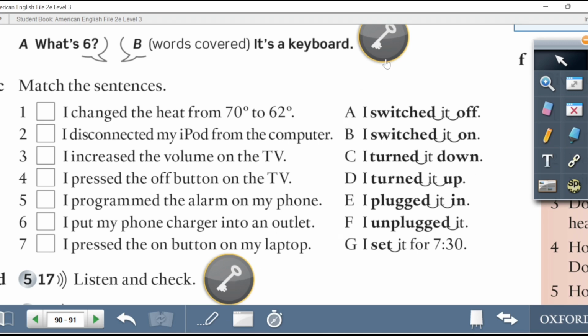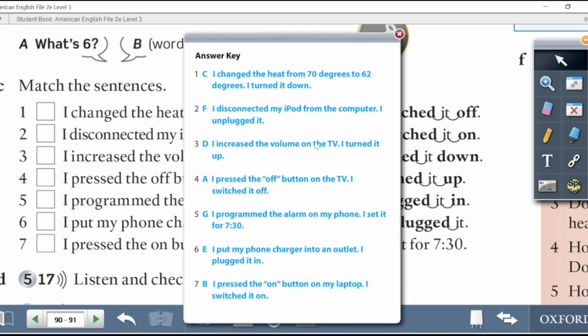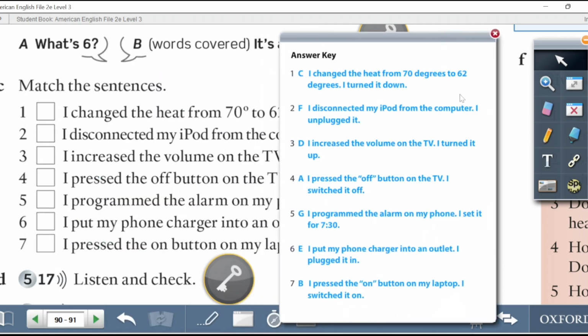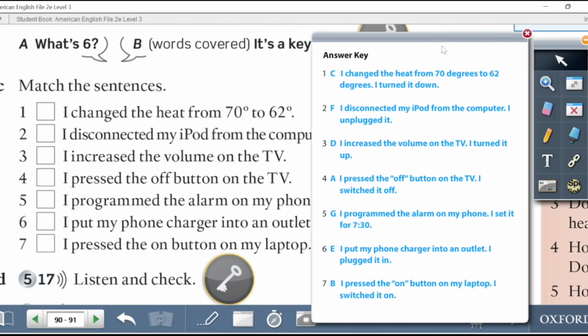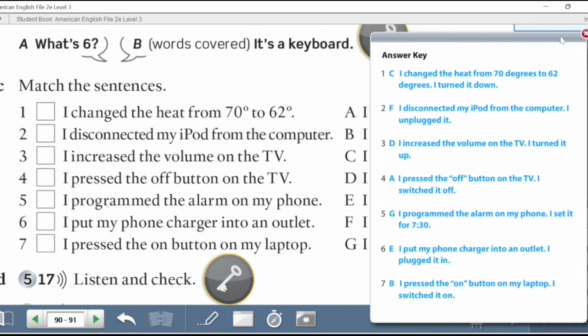بذارین جواب رو چک بکنیم ببینیم درسته. turn it downه. خب اینجا جوابمون اینجا هست. I changed the heat from 70 degrees to 62 degrees. I turn it down. پس من میتونم بگم I turned the heat down یا میگم I turned down the heat یا میگم I turn it down. خب بریم بعدی رو ببینیم با هم دیگه.